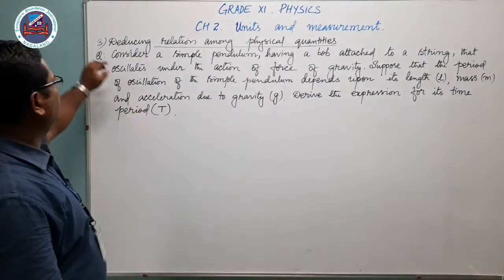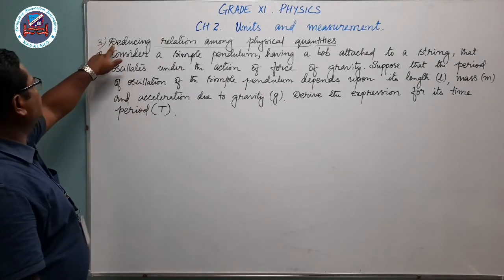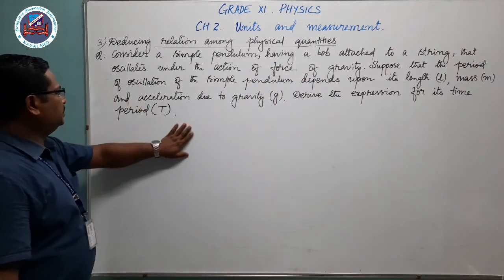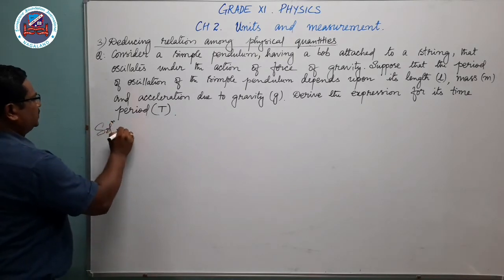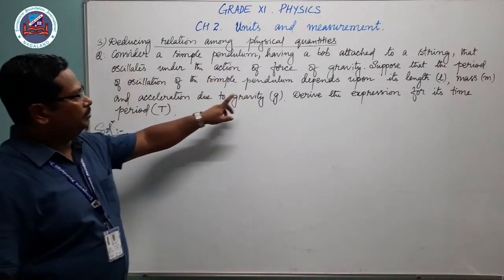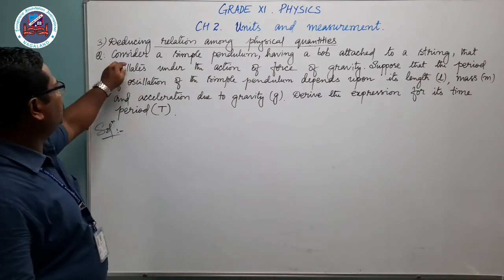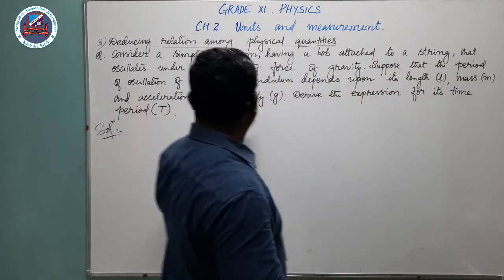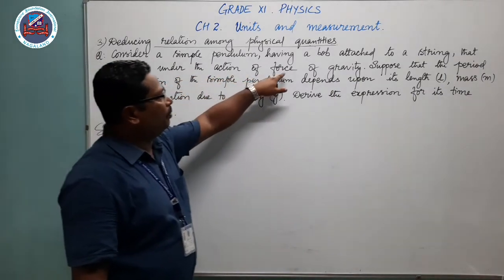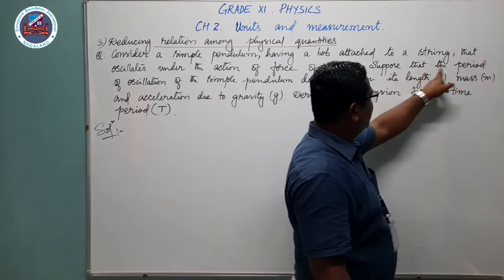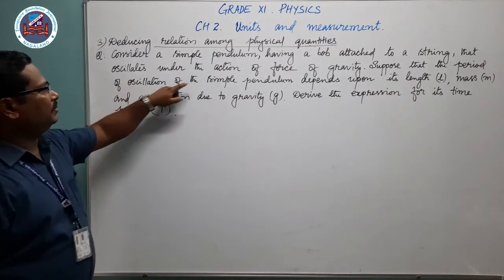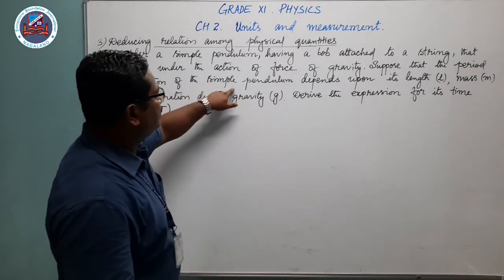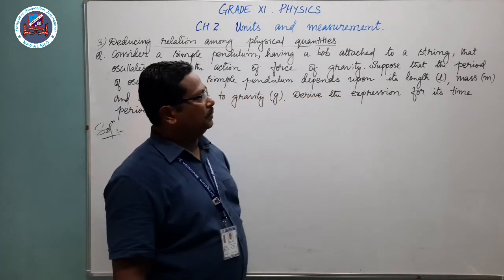Now let us see the third application of dimensional analysis. That is the third one, deducing relation among physical quantities. Here is one question. You will get a question like this. So what you have to do is, following this question, you will have to derive a formula. Now here the question is regarding a simple pendulum having a bob attached to a string that oscillates under the action of force of gravity. Suppose that the period of oscillation of the simple pendulum depends upon. So on what factors does the oscillation of the simple pendulum depend? That is important to know.